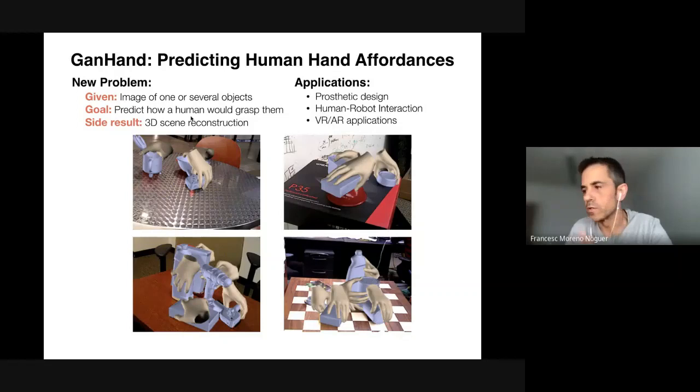So there was a kind of similar approach in robotics. So in robotics, given an image of a single object, how a robot would grasp this object. This was already tackled in robotics, but the problem is that usually the manipulators and the grippers of the robots have a much smaller number of degrees of freedom. So here, to represent this hand, we used a model with 51 degrees of freedom. So the problem was much more challenging here.